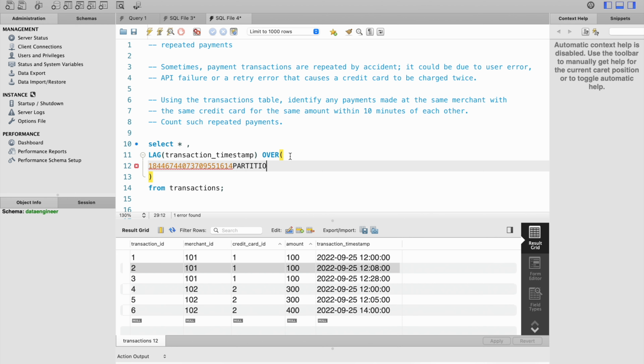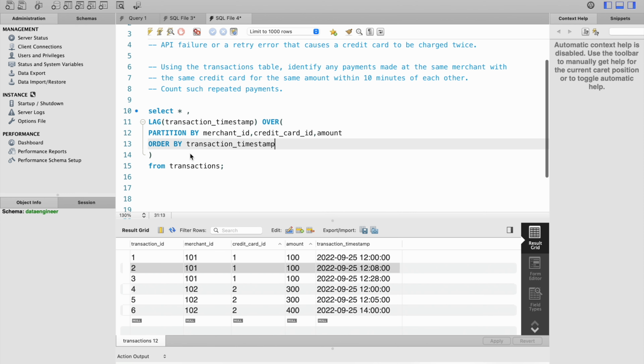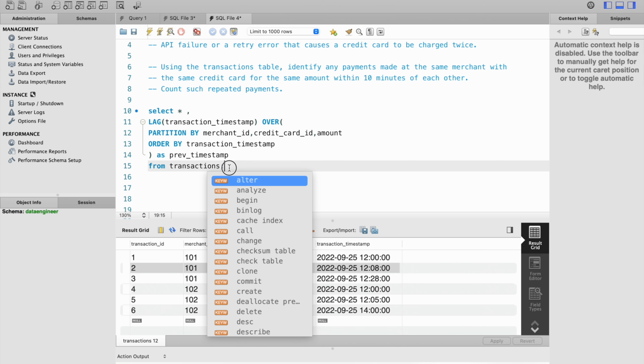Partition by merchant ID, credit card ID and amount, and order by transaction timestamp in ascending order, which is the default. We will consider this as the previous timestamp. Let's run this.